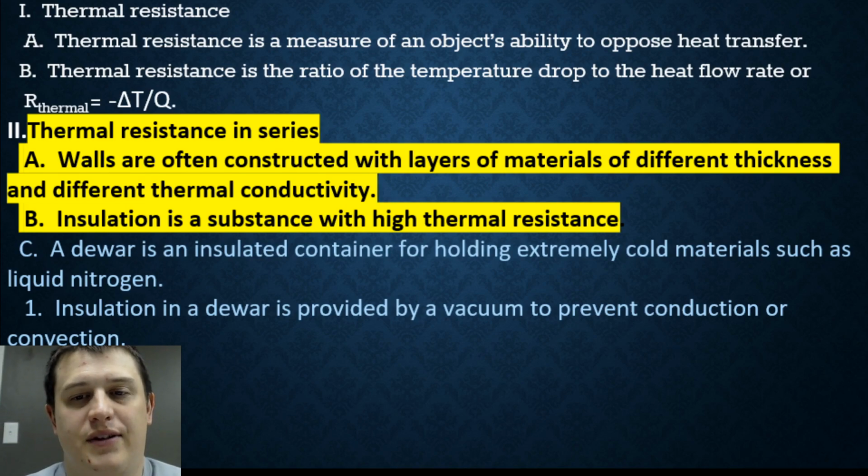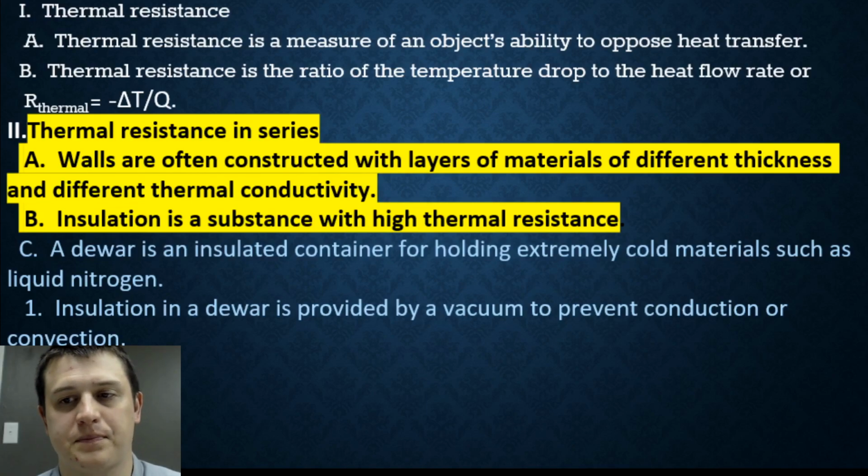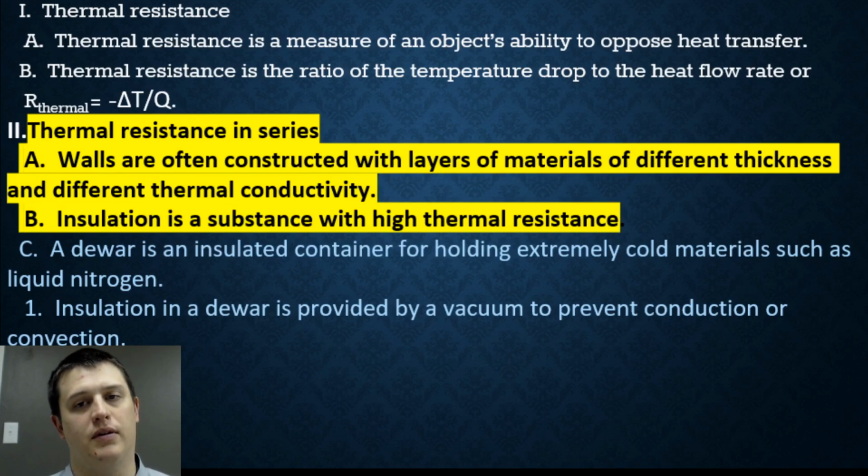Thermal resistance in series. So walls are often constructed with layers of materials of different thicknesses and different thermal conductivity. Insulation is a substance with high thermal resistance. So if you were to make your walls out of paper instead of wood, you'd have less thermal resistance, so you'd have more heat or cold coming in. Just like if you slept in a tent versus in your house, even without insulation, you're going to be warmer or cooler in your house because it's going to conduct the heat transfer differently versus a tent, which is going to really fluctuate with the outside ambient temperature. And that's why we add the insulation as well.